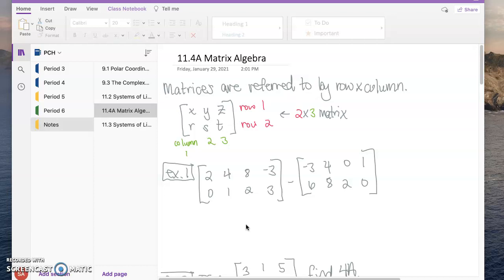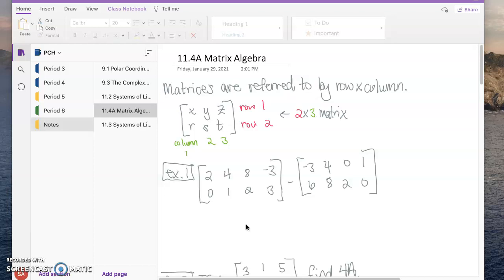So the way that we refer to the size of matrices is by the row and then an X and then the column. So it's like a 2 by 3 matrix, for example. There's 2 rows and 3 columns. So you got to remember which way rows go and which way columns go to get that straight. So there's a visual that's color coded for you.